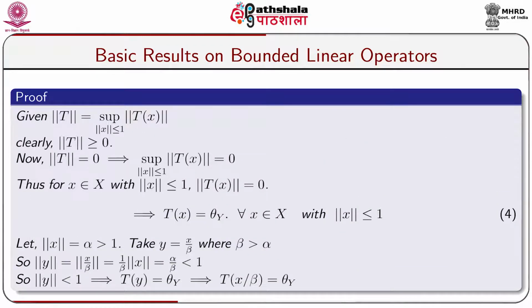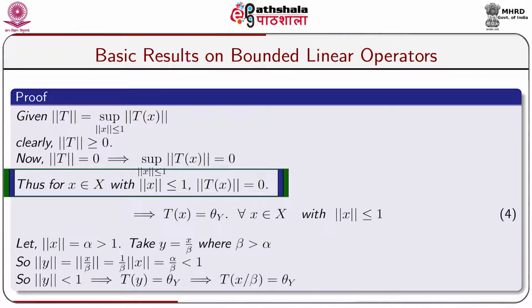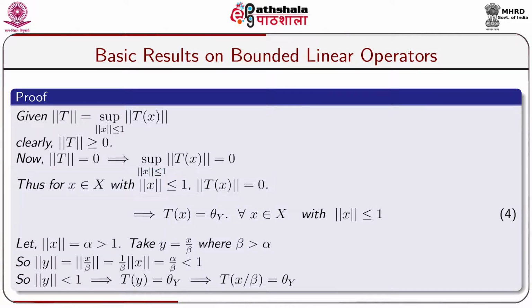Proof. Given norm of T is equal to supremum of norm of Tx, where the supremum is taken over norm of x less than or equal to 1. Clearly, norm of T is greater than or equal to 0. Now, norm of T equal to 0 implies supremum of norm of Tx, where the supremum is taken over norm of x less than or equal to 1, is equal to 0. Thus, for x belonging to capital X with norm of x less than or equal to 1, norm of Tx is equal to 0, which implies that Tx is equal to theta Y for all x belonging to capital X with norm of x less than or equal to 1.